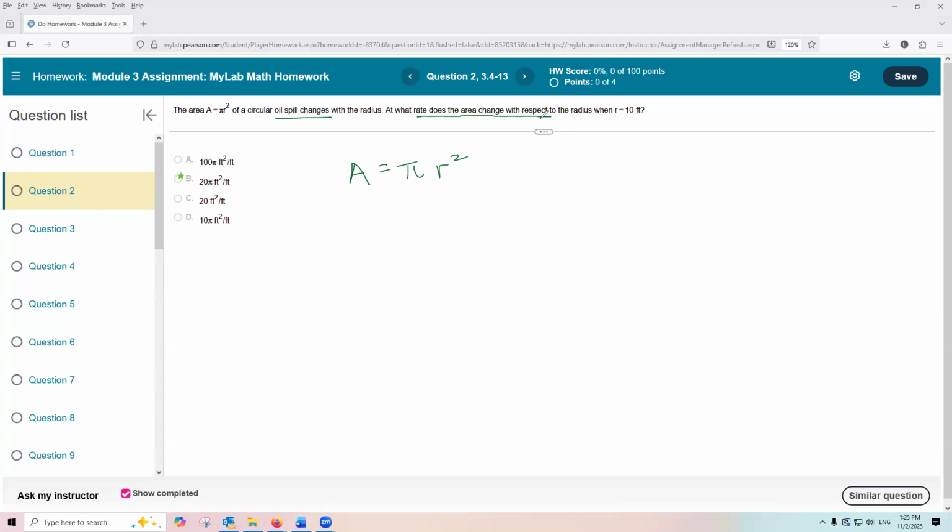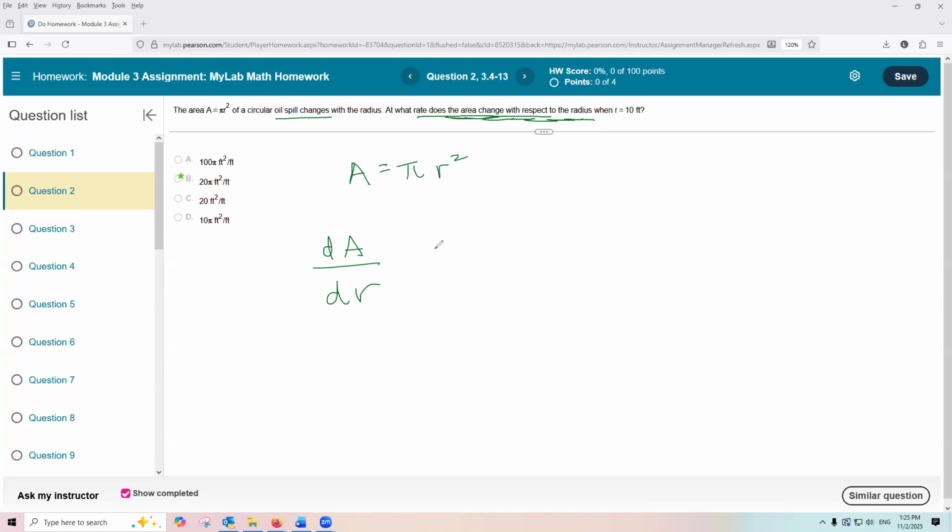So if you can imagine this oil spill over time, the oil spill is getting bigger and bigger, so the radius is getting bigger and bigger. But also that means the area is getting bigger. So these rates are related in that kind of way. So what they're asking us to find out is, at what rate does the area change with respect to radius? That is a derivative. Really, they're asking us for dA dr, the derivative function.